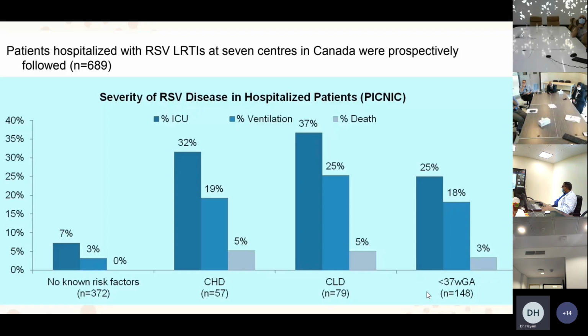If the patient has congenital heart disease, 32% will require ICU admission, 19% will require ventilation, and about 5% will die. CLD, almost 37% will require ICU, 25% require ventilation, and 5% will have mortality. If the patient is preterm, even with a healthy lung, 25% will require ICU, 18% will require ventilation, and 3% will die. But this is for this study by itself.